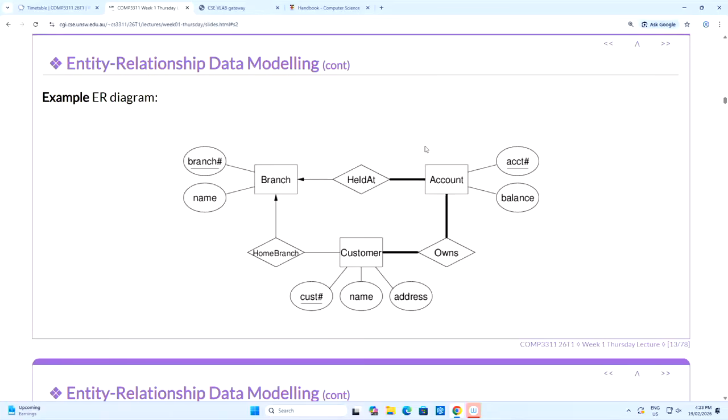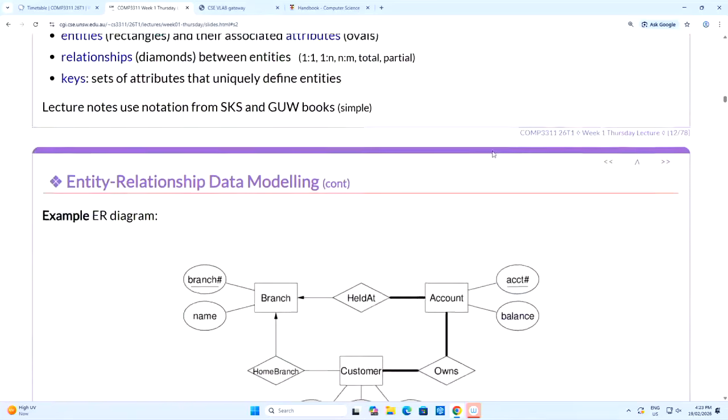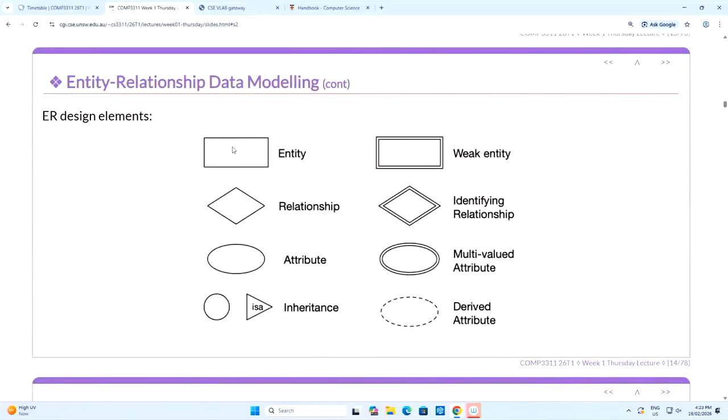So basically, squares are entities, diamonds are relationships, and circles, or ovals, are attributes. That's the easiest way to learn ER diagrams. It gets slightly more complex than that, but that's the most important part. So rectangles are entities, diamonds are relationships, and ovals are attributes.